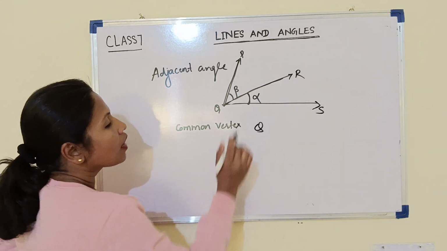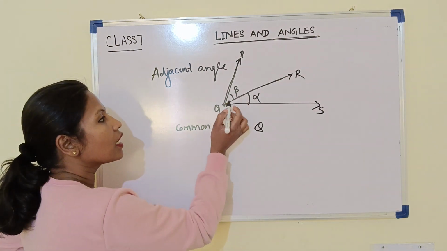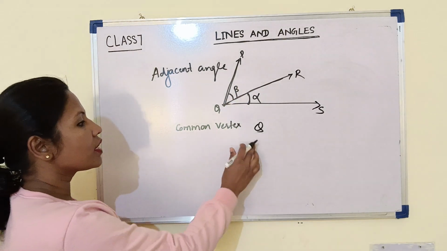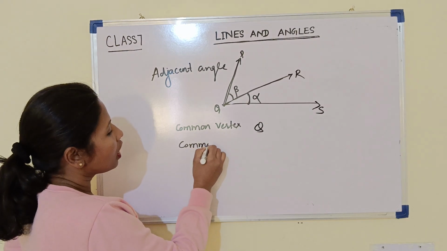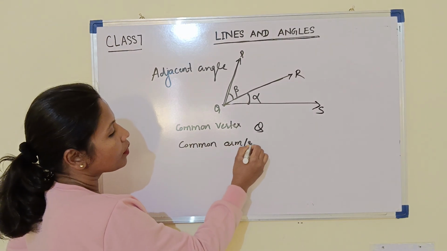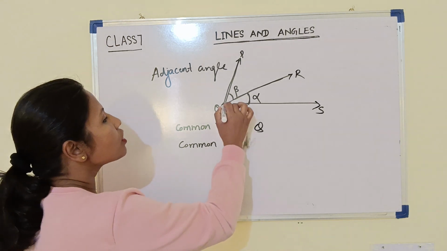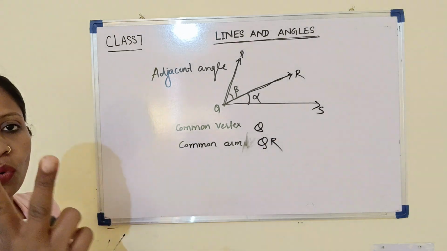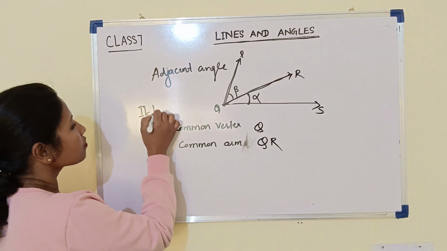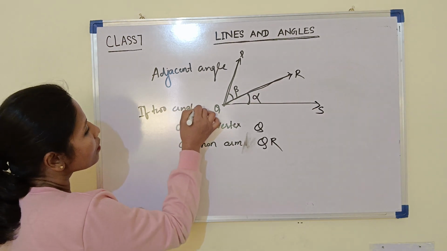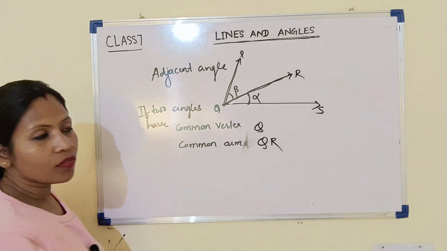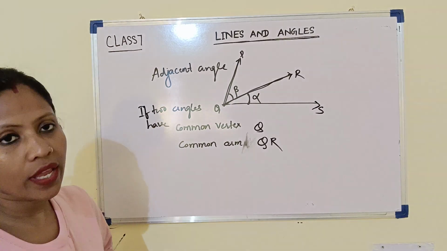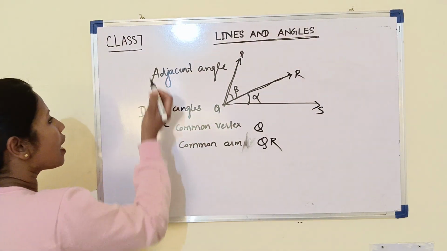So angle beta and angle alpha have a common vertex Q, and there should be a common arm or common side. Let's take arm. So there should be one common arm, and this is QR. So QR is common. If two angles have a common vertex and common arm, then these two angles are adjacent to each other. Okay, and suppose this is the adjacent case.